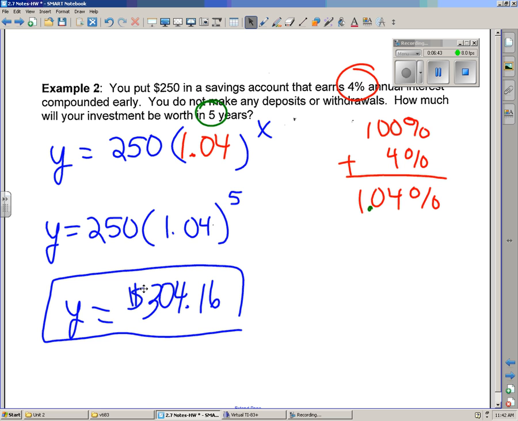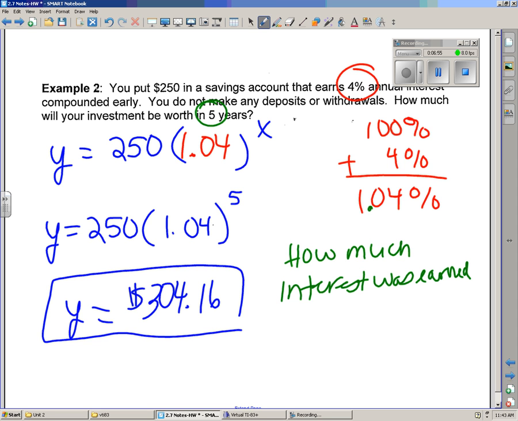How much interest was gained? So here's a question that they did not ask you, but I'm going to ask you. How much interest was earned? And then you'd say, okay, well, if I end up with $304.16, but I started out with $250, how much interest was earned?